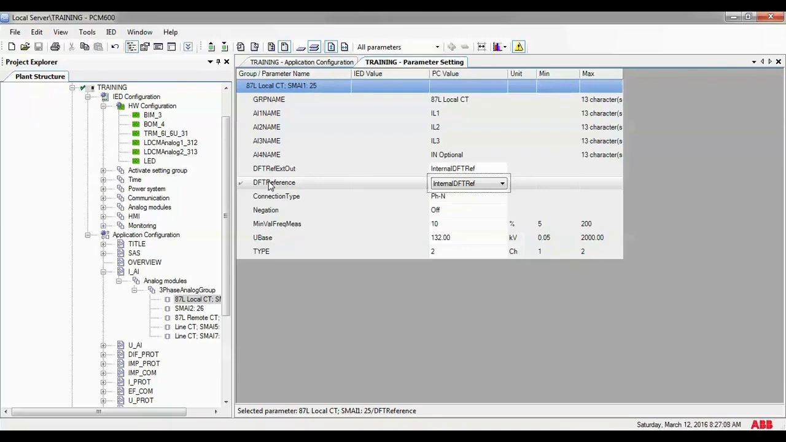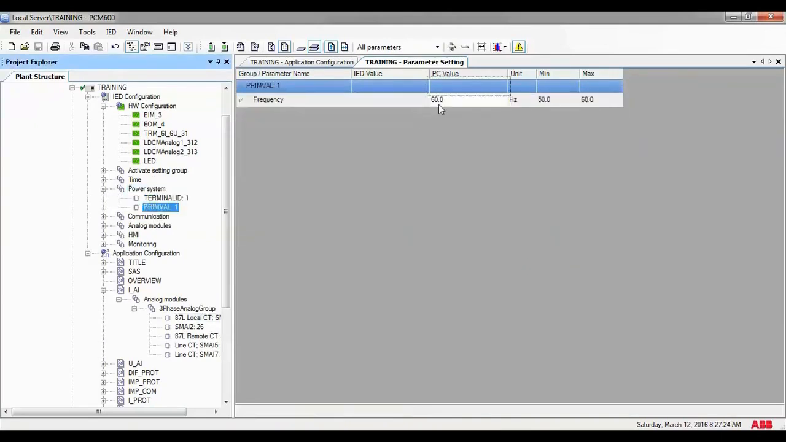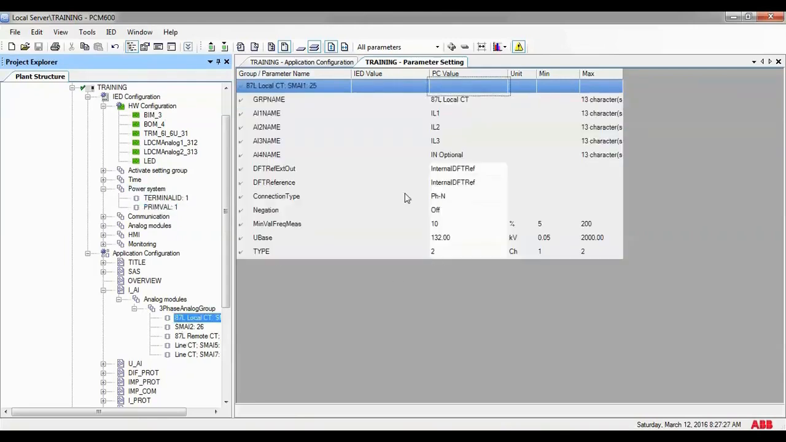So the important thing in our story is just the DFT reference. The internal DFT reference is what they use to detect the frequency present here, which is a real 60 Hertz frequency. Okay, nice. What does this DFT external output mean then?